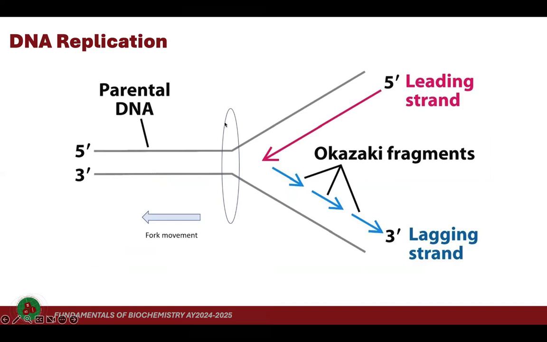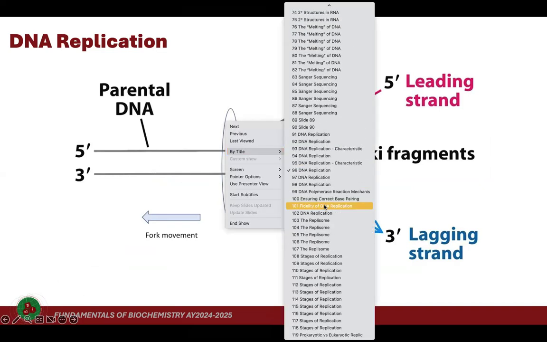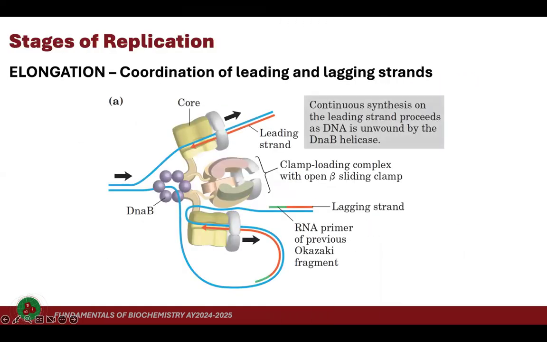Okay, so let's go back to the elongation. Here we have one complete Okazaki fragment. So there's the RNA primer, and then here there is an Okazaki fragment that is currently being elongated. Notice the beta clamp for this lagging strand is closed. Of course, the leading strand has no problem. We will not be dealing with the leading strand here.